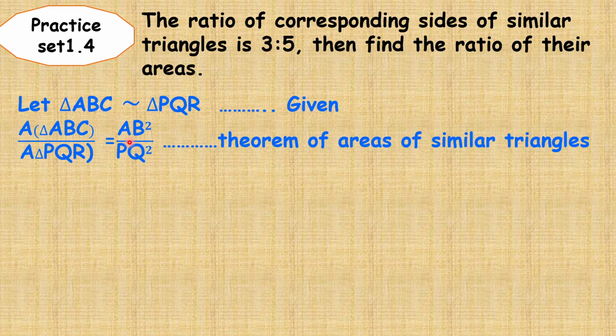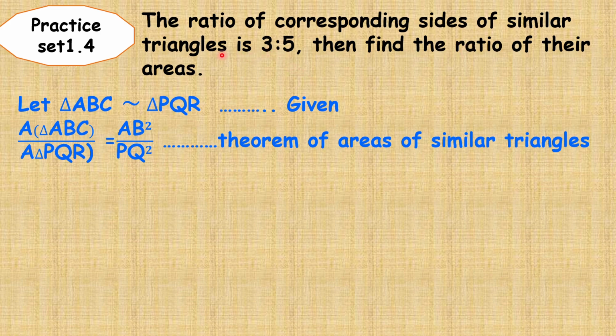Let us take these two triangles. ABC and PQR are similar. We know that if these two triangles are similar, then the ratio of areas of these two triangles is equal to the ratio of squares of their corresponding sides. Therefore, area of triangle ABC upon area of triangle PQR is equal to AB square upon PQ square. The corresponding side of AB is PQ. Therefore, AB square upon PQ square.